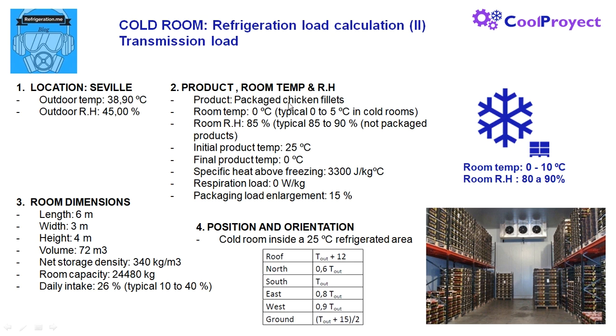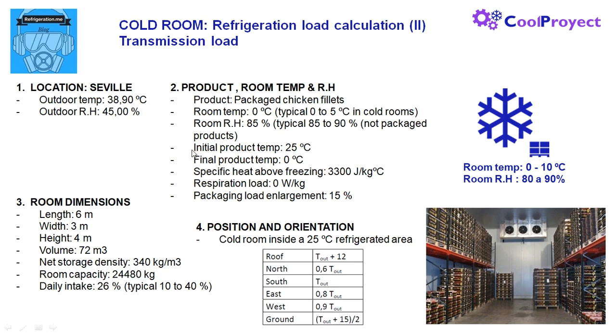Our product is packaged chicken fillets. Room temperature is 0 degrees. Typically in a cold room it is 0 to 5 degrees. The room relative humidity is about 85%. Typical here is 85 to 90%. If the product is not packaged, we need to set 90%.